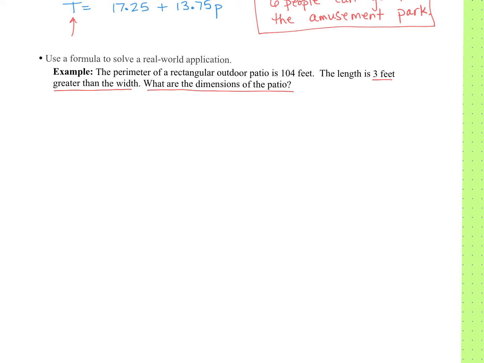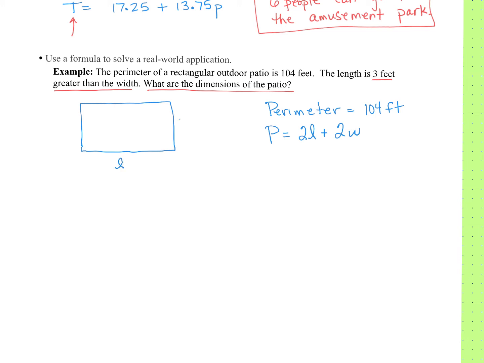So I have a couple of things here. I know I have a rectangle, so it's a good idea to draw a picture. It's a good way to identify your variables. We know that the perimeter of this is 104 feet. And you should also know a formula for perimeter, which is 2 lengths plus 2 widths. So I'm going to call this L, and I'm going to call this W, and this L, and this W.